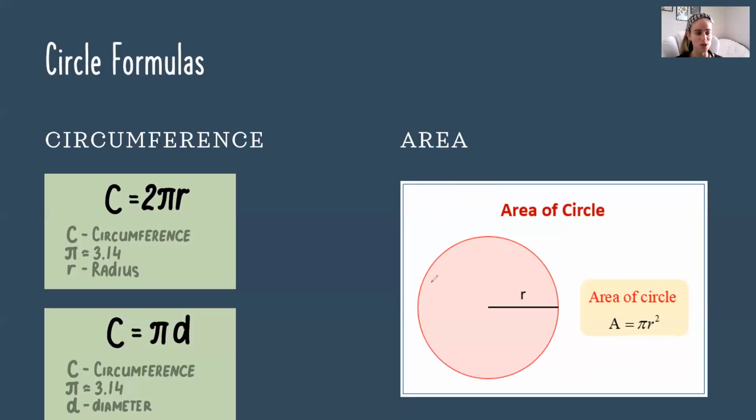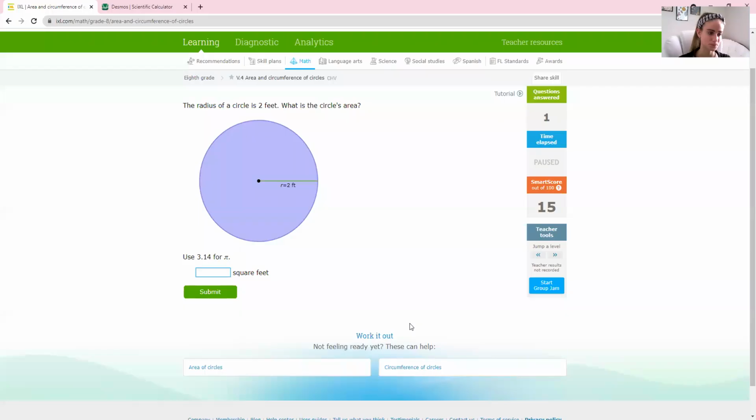Okay, pause the video if you need to, but we're going to go ahead and jump on over to IXL. Here we have our first question for assignment area and circumference of circles that match skill ID CHV. The radius of a circle is 2 feet. What is the circle's area?